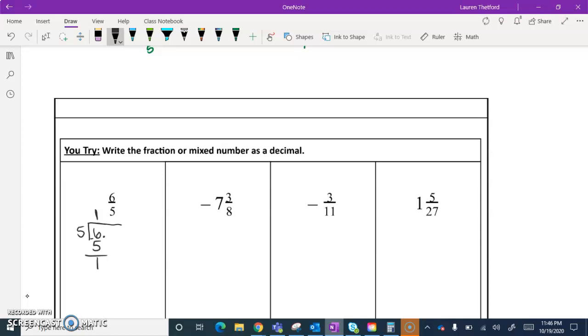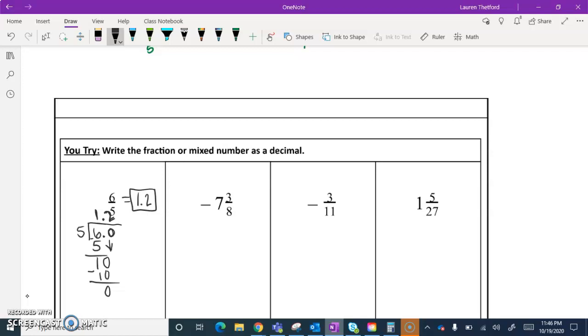Because that's not 0, we're going to add a decimal, and we're going to add a decimal above. And then we follow that with a 0, and then we bring that down. So now we have 10. 5 goes into 10 2 times. 2 times 5 is 10. When we subtract that, we get 0. So my answer is 1.2, or 1 2/10. So that's a terminating decimal because it has an ending. It means we have a remainder of 0 when we do long division.